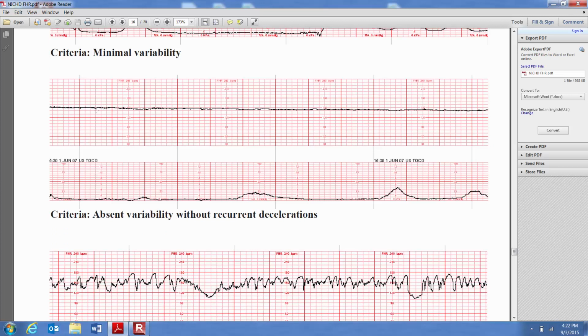Now, here is minimal variability. Again, here is absent variability, and that's a criteria for category 3, right guys? You have to have absent variability with category 3. But you have to have recurrent decelerations. We don't have any decelerations. So this doesn't qualify for a category 3. This is a category 2 strip. Okay?